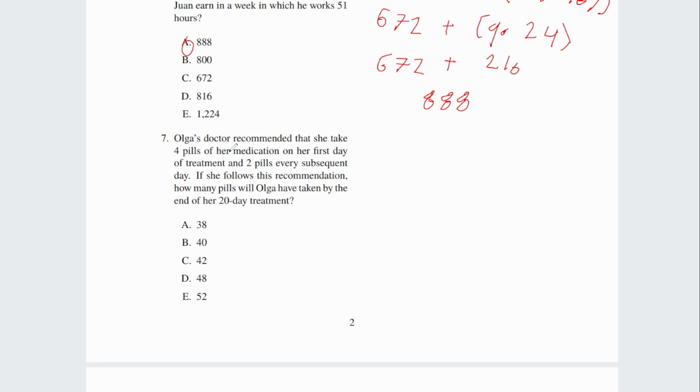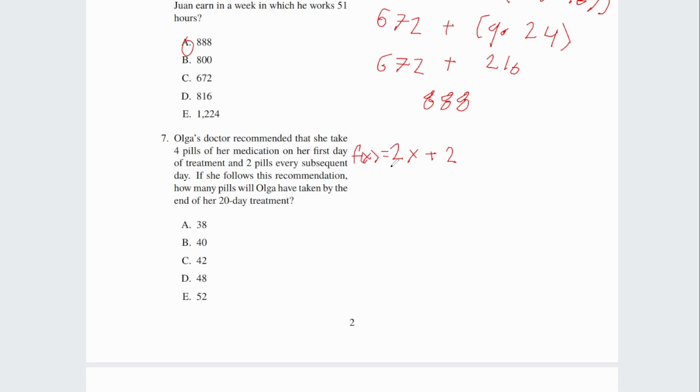Olga's doctor recommended that she take 4 pills of her medication on her first day of treatment and 2 pills every subsequent day. If she follows this recommendation, how many pills will Olga have taken by the end of her 20-day treatment? So we can make a function for this if we really want to. And the function for that would be 2x plus 2, f of x equals 2x plus 2.